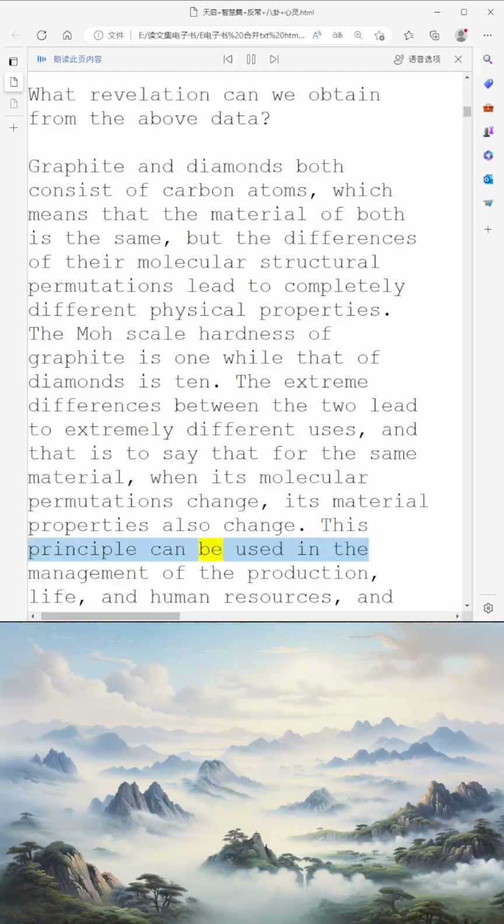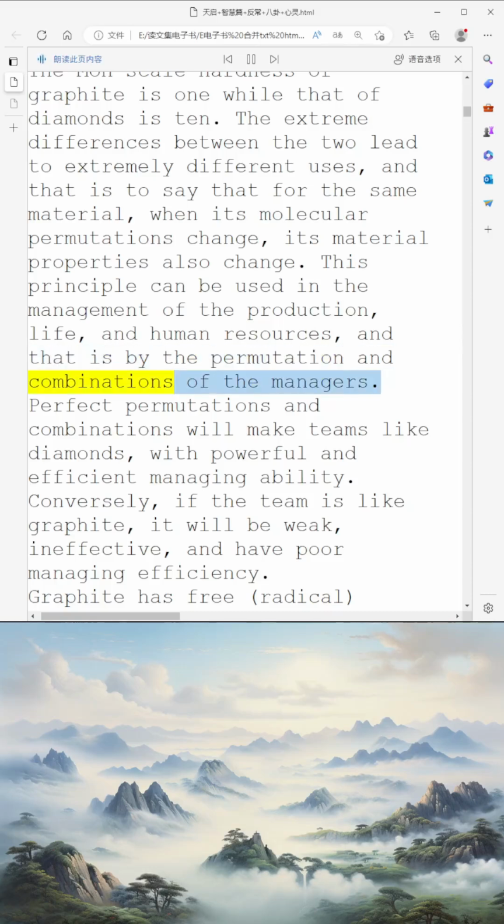This principle can be used in the management of the production, life, and human resources, and that is by the permutation and combinations of the managers. Perfect permutations and combinations will make teams like diamonds, with powerful and efficient managing ability. Conversely, if the team is like graphite, it will be weak, ineffective, and have poor managing efficiency.